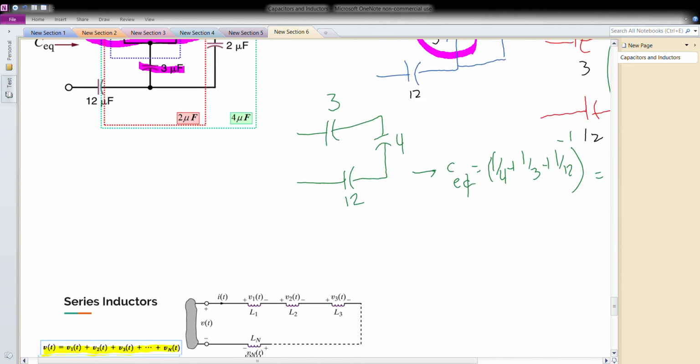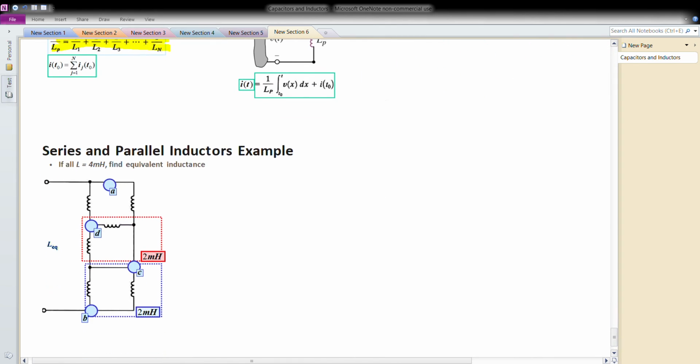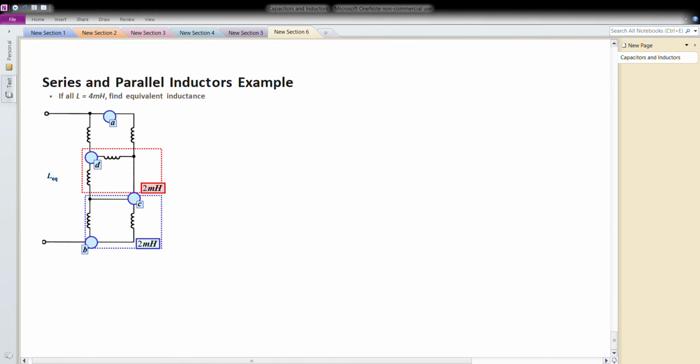And now if I go to inductors, as I mentioned, inductors act exactly the same way resistors would act. So if they're in series, they add as resistors would in series. If they're parallel, they add as resistors would in parallel. So next one is this example. It's already telling us that all of the inductances are 4 millihenry, but it wants us to find the equivalent inductance across those two nodes. So let's take a look at this one.